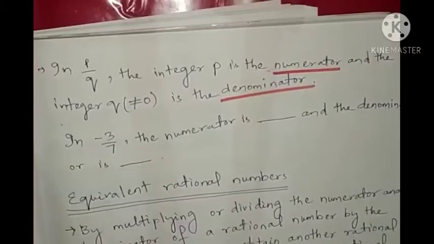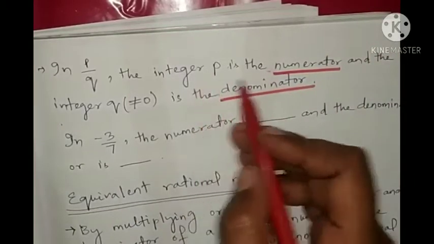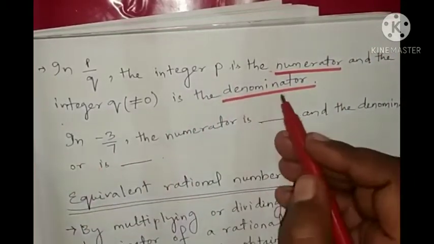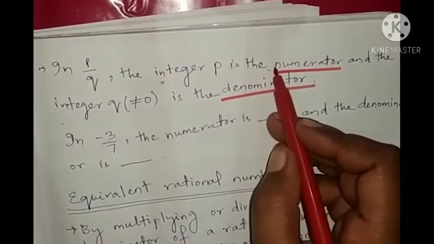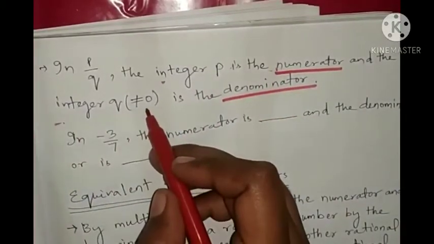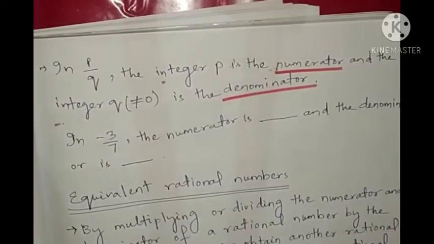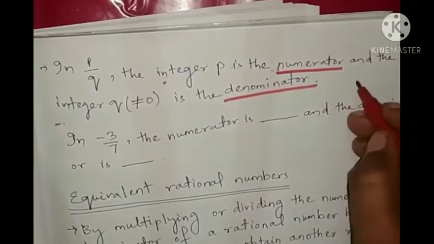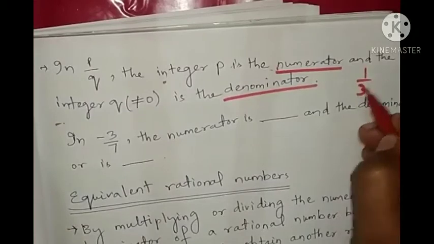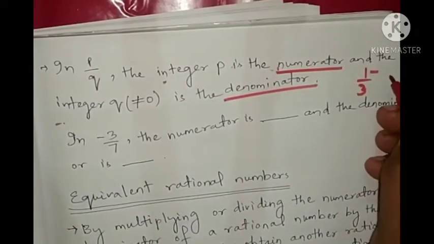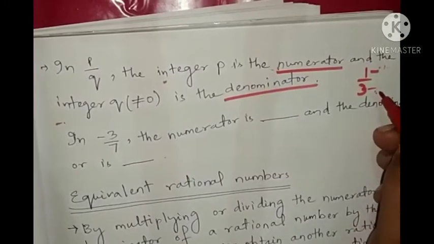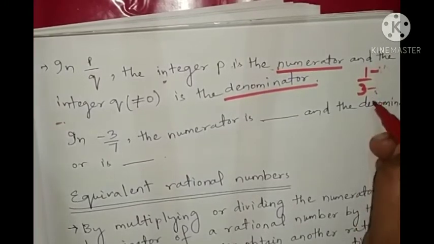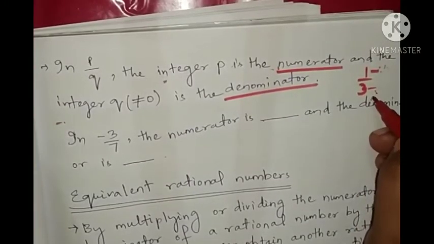So in a rational number, p is the numerator and q is the denominator. p is an integer, q is also an integer. But in a fraction, I will write 1 by 3. So 1 is the numerator, 3 is the denominator. These are both always positive integers, or you can say natural numbers.